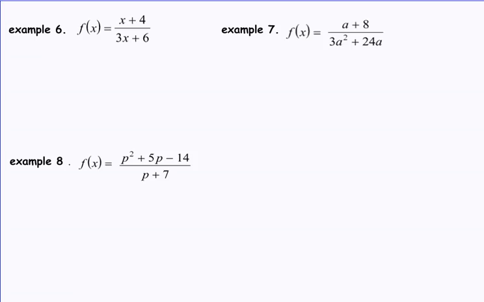So I have some handy-dandy ever popular little f of x's. Look at example 6. The degree of the numerator is 1. That's the highest power. And the degree of the denominator is 1. This means they are equal.